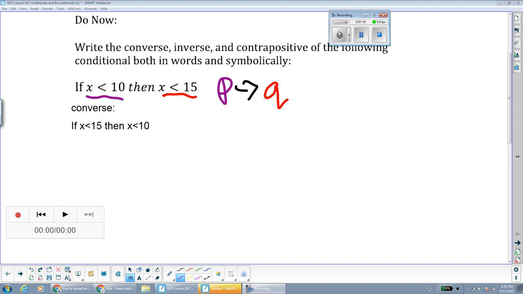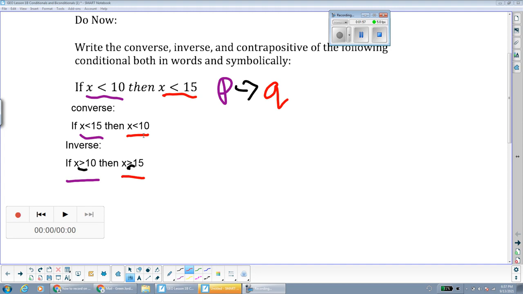Here we have the converse of the original conditional. The premise is now x is less than 15. And the conclusion is now x is less than 10. So if x is less than 15, then x is less than 10. Remember, the converse of a conditional statement is when you switch the order of the hypothesis and the conclusion, of the premise and the conclusion. The premise in the conditional is now the conclusion in its converse. The conclusion in the conditional is now the premise in its converse.